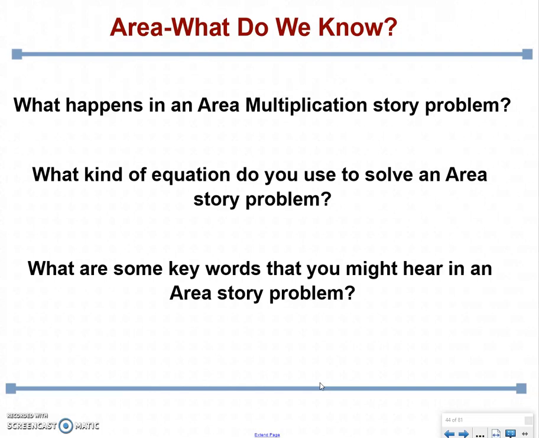You're right. We might hear the word area, we might hear the words square units, we might hear feet wide or feet long. Those would all be clues that this is an area problem. We also would probably hear about some kind of rectangular object, like a garden or a swimming pool or a rug or really anything else that's rectangular that we want to find the total area of.